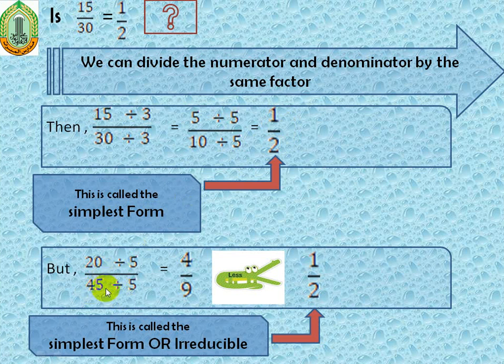But 20 over 45, the common factor between 20 and 45 is 5. So 20 divided by 5 is 4, and 45 divided by 5, it's 9. So do we have a common factor between 4 and 9? No, we don't have. So this is the irreducible fraction for 20 over 45, and it's the simplest form. 4 over 9 is less than 1 over 2. Thus, the two fractions are not equal to half.